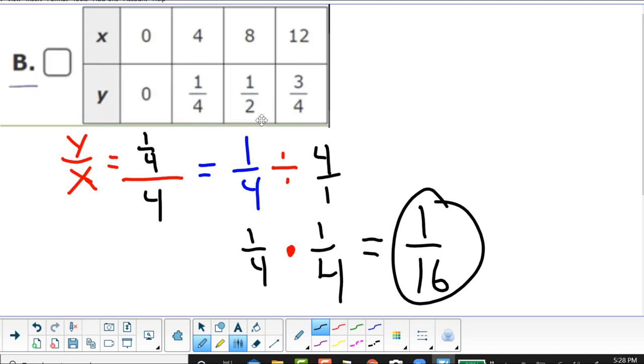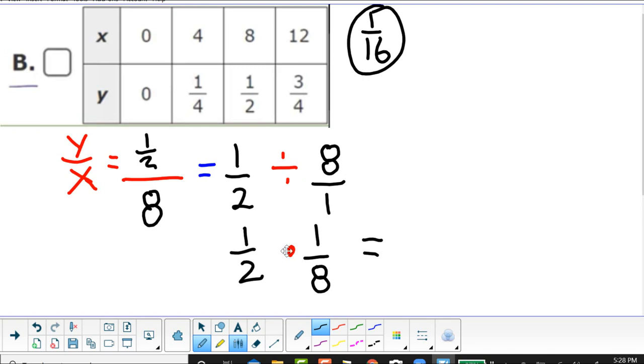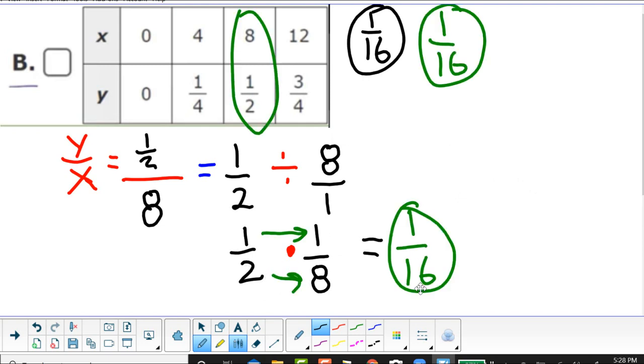Is it the same as this ratio? Let's try it out. 1/2 divided by 8. Let's put a 1 under it to make it easy for us. And then remember, we multiply by the reciprocal when dividing. So it's 1/2 times 1 over 8, and there's nothing you could reduce, so I just go straight across. It's 1/16. So notice that this ratio is 1/16. Both of them are. How about the last one?